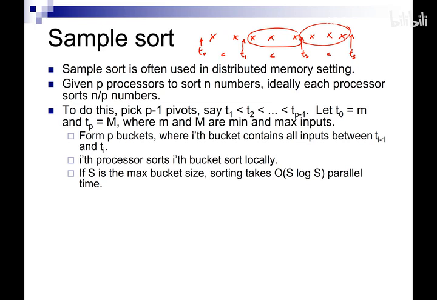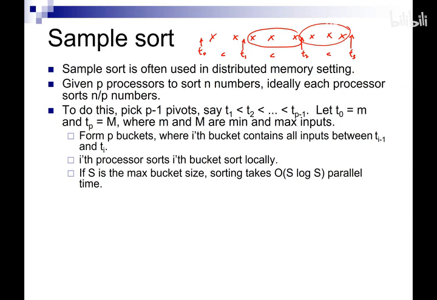Okay, so we're going to pick these p pivots. They're going to divide all of the inputs into p buckets, and then we're just going to sort each of the buckets. And after doing that, you get an entirely sorted sequence, because we already know that the second bucket is completely less than everything in the third bucket. So at the bucket level, things are already sorted. Now all we need to do is sort within each bucket, and then everything becomes sorted.